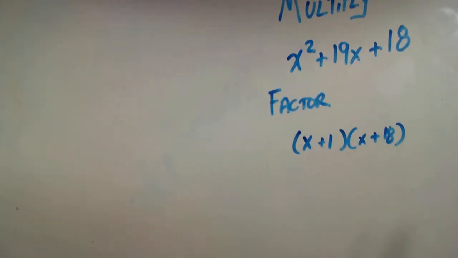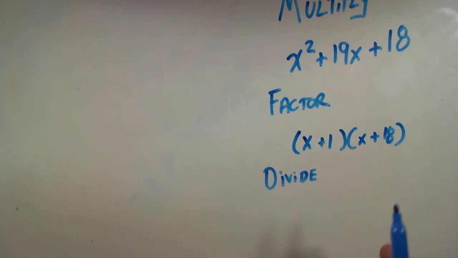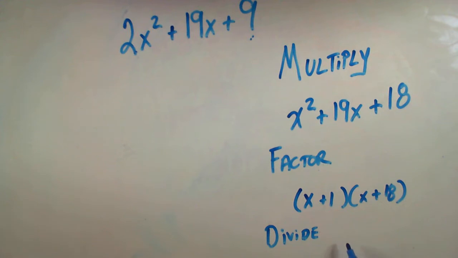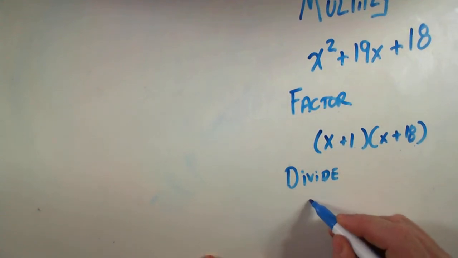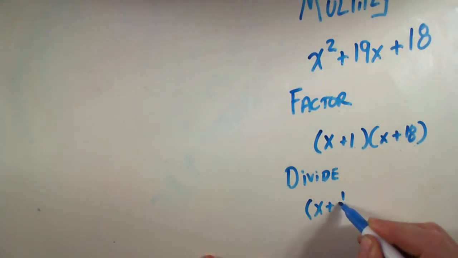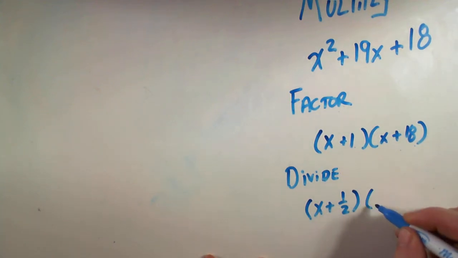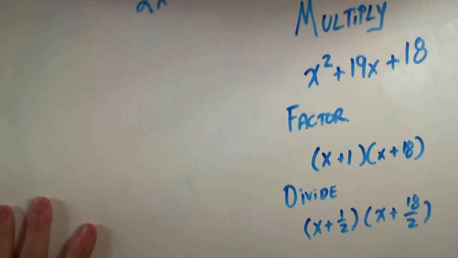Next I have my D, that is divide. Remember that number I brought back, right? It was a 2. So now I'm going to divide that on both of these back numbers. So my x plus 1 becomes x plus 1 over 2. My x plus 18 becomes x plus 18 over 2.